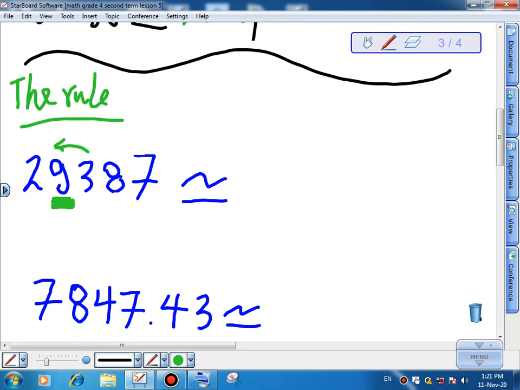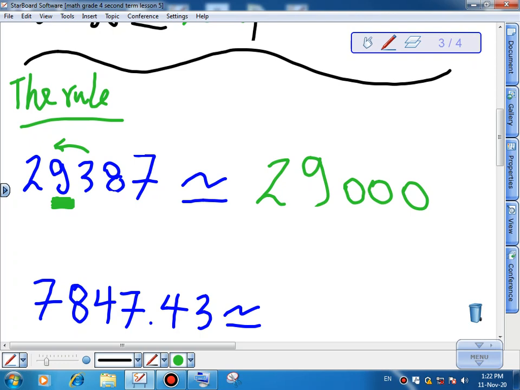3 is a weak number, so it will do nothing. Okay, so 9 will be 9, and the number before 9, which is 2, will be 2. We will never change the number 2. And 3, the hundreds place, is a weak number, so it is replaced by 0. 3 will be 0, the tens place will also be 0, and the units will be 0. So 29,387 approximated to the nearest thousand will be 29,000.